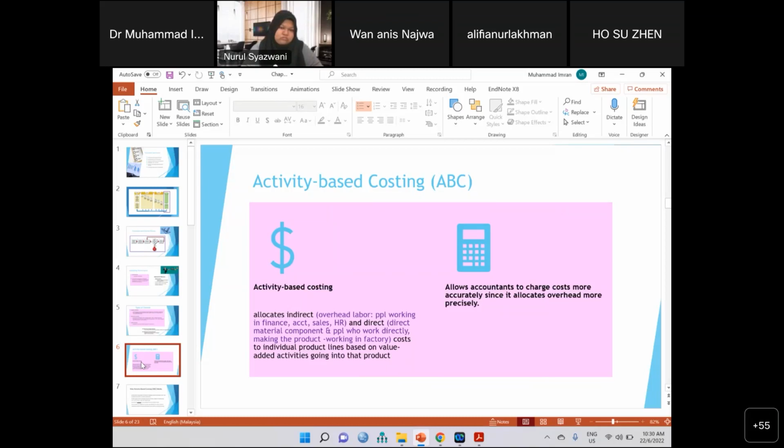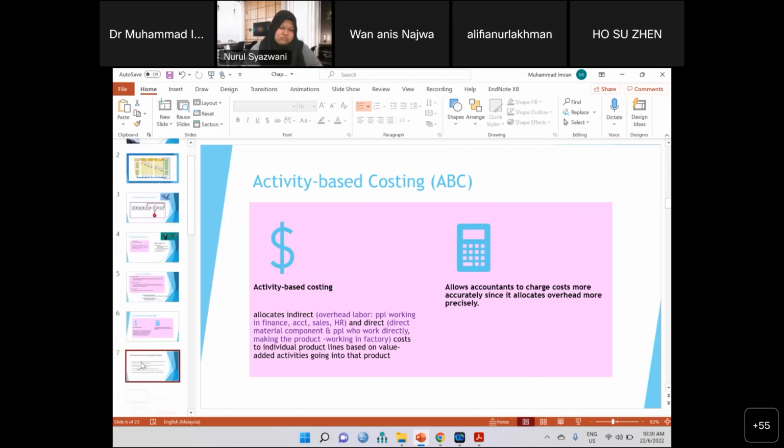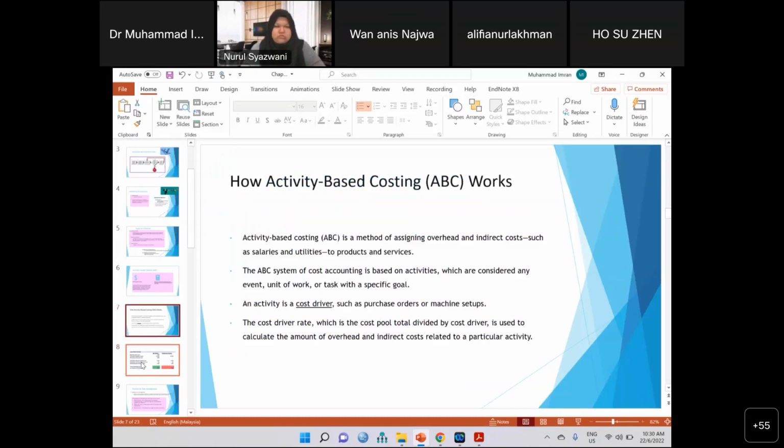Anyway, further, for more clarification, activity-based costing is the method of assigning overhead and indirect costs, such as salary and utilities, to products and services. They are assigning overhead cost; their main concern is overhead cost.